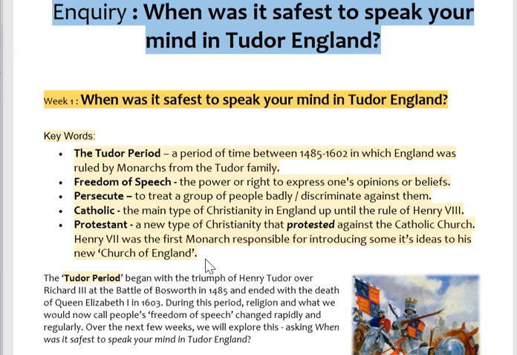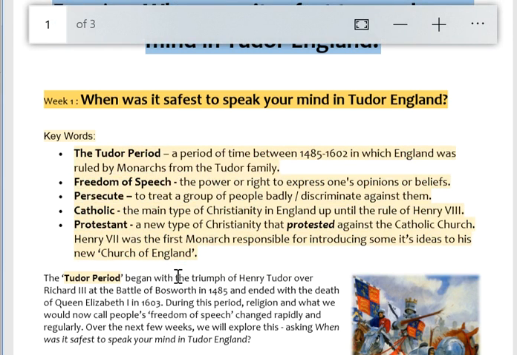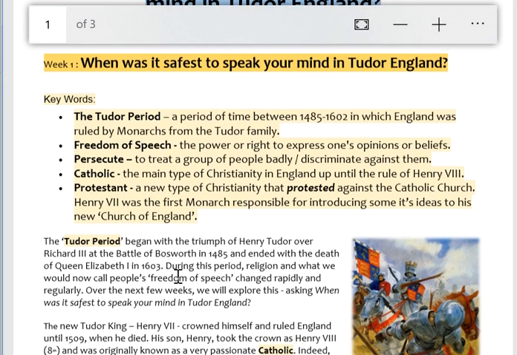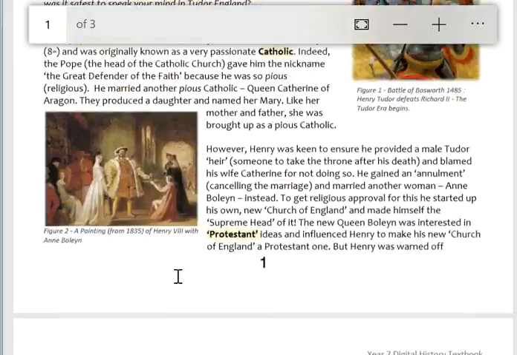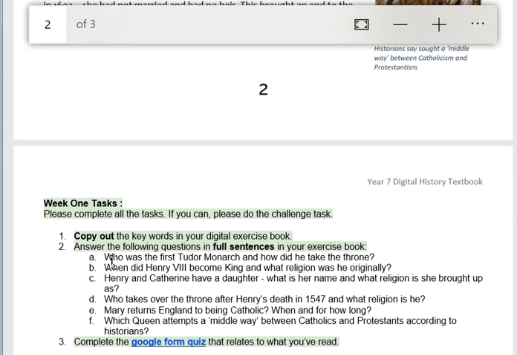Now you could copy and paste it, you could do a Control-C, Control-V. But that may not mean that you actually understand them. So what I'd really like you to do is actually either type them out properly so you get an understanding of them, or speak them out loud so you know what they mean, because they're really going to help you in the second task, task 2, which is to answer these questions.